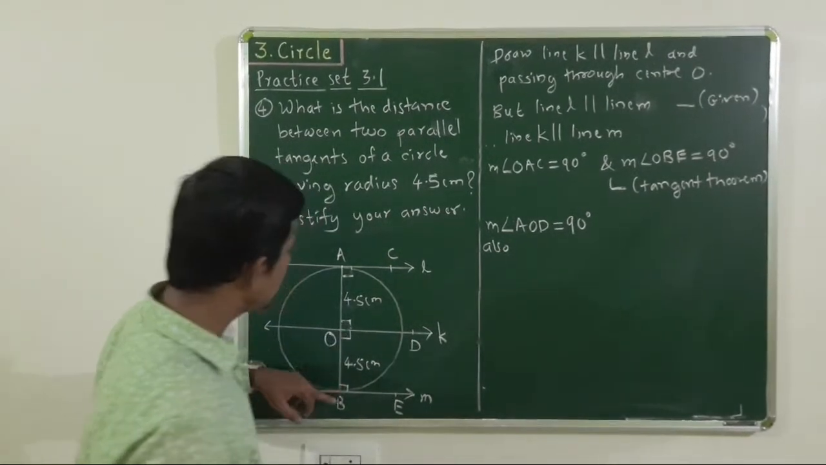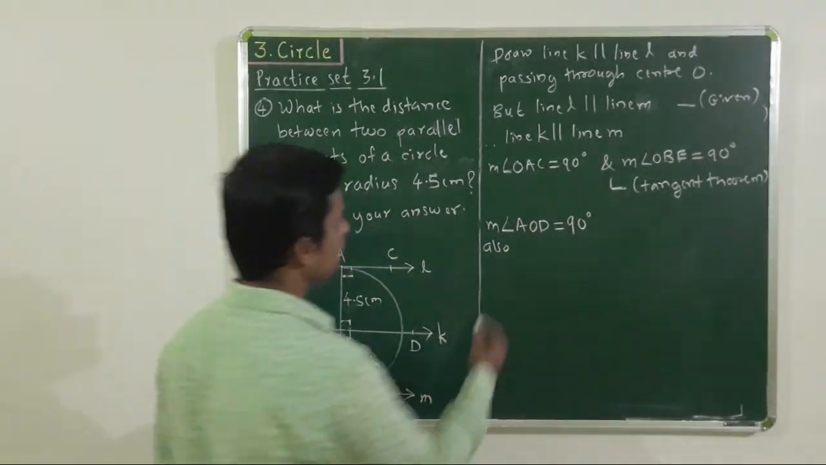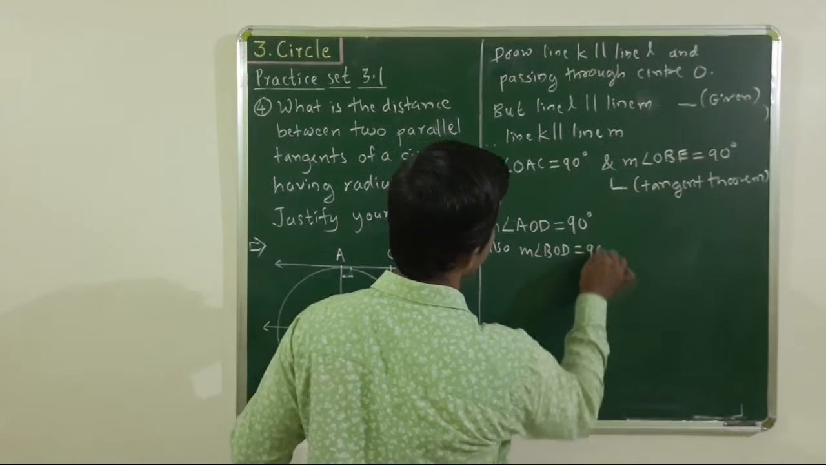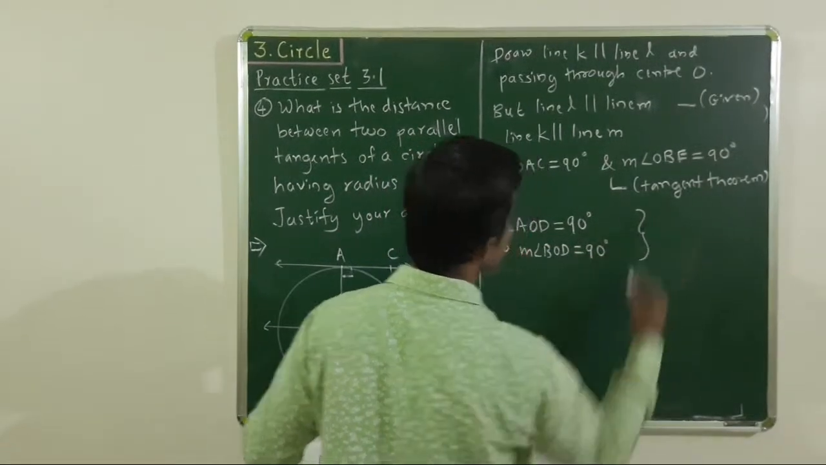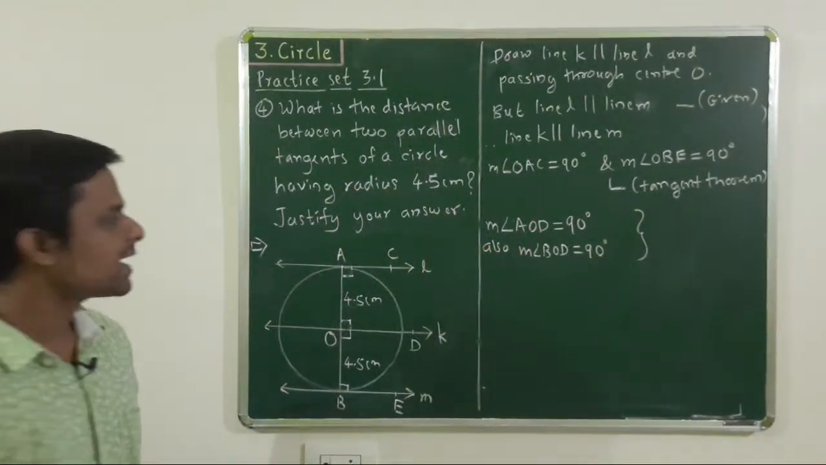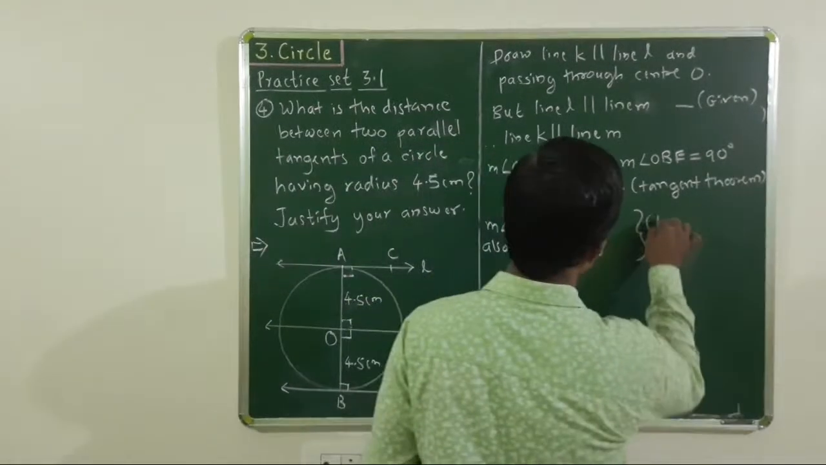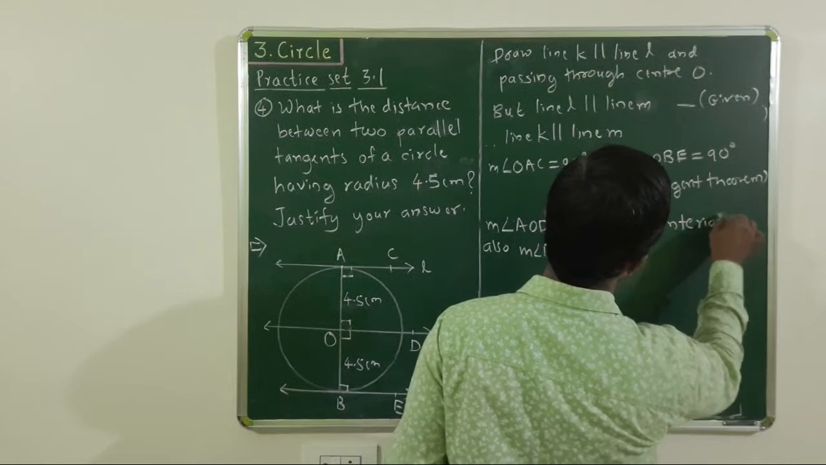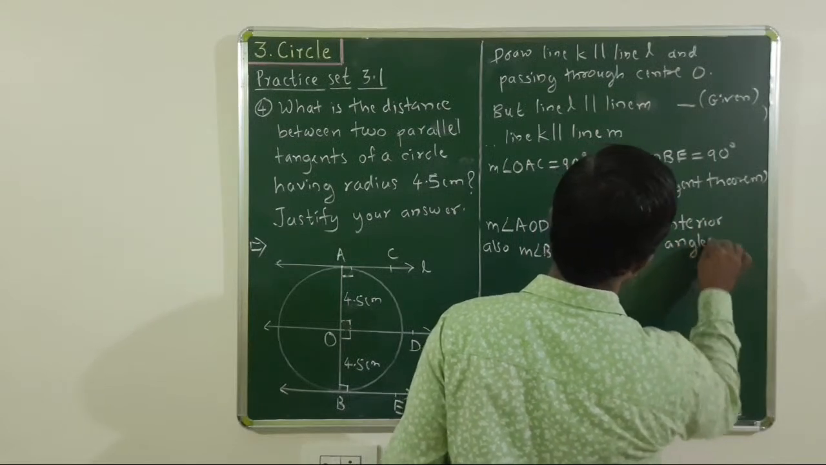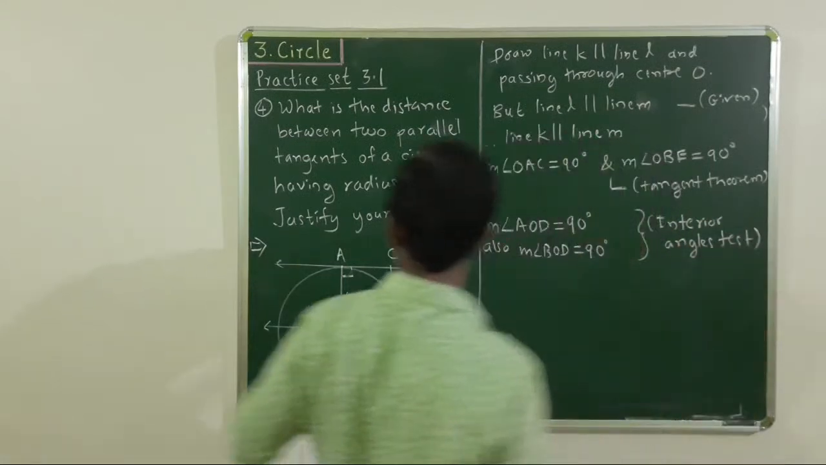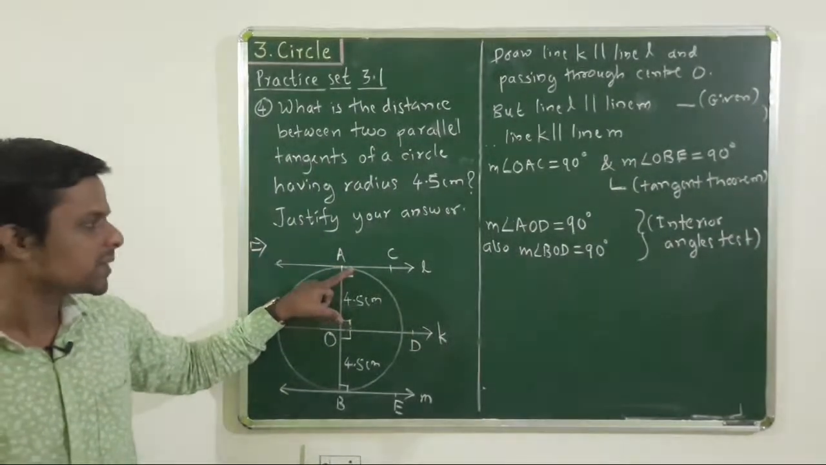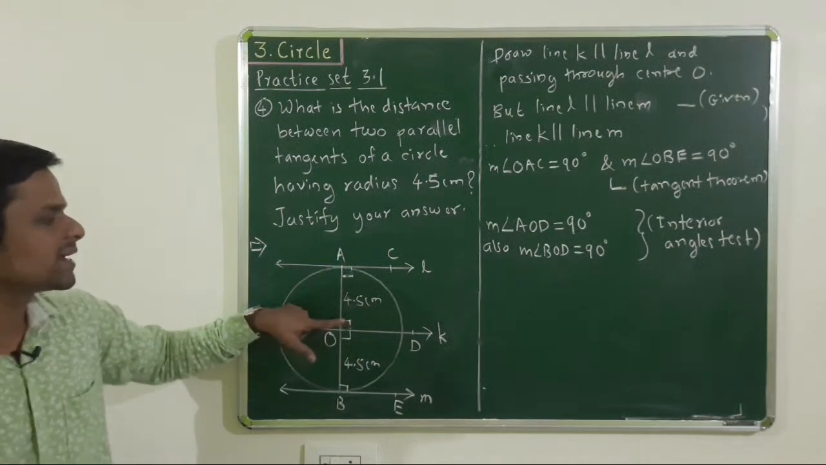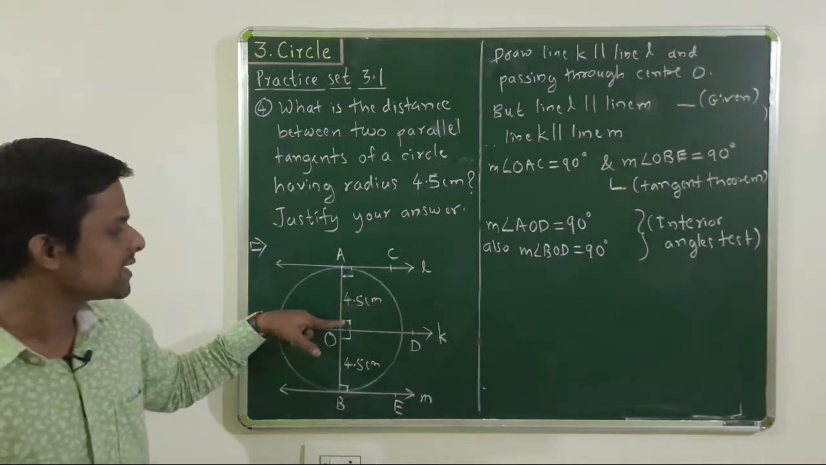Also measure of angle BOD is 90 degree. Both statements will have the reason interior angles test that we have learned previous year. Since these two lines are parallel, the interior angles are supplementary, and since these two are supplementary and one angle is 90 degree, therefore the remaining angle will be 180 minus 90, that is 90.